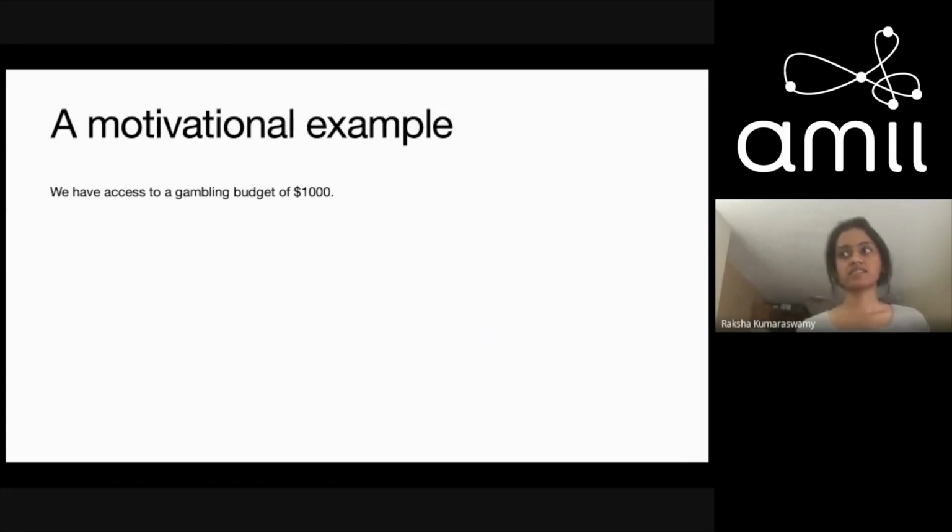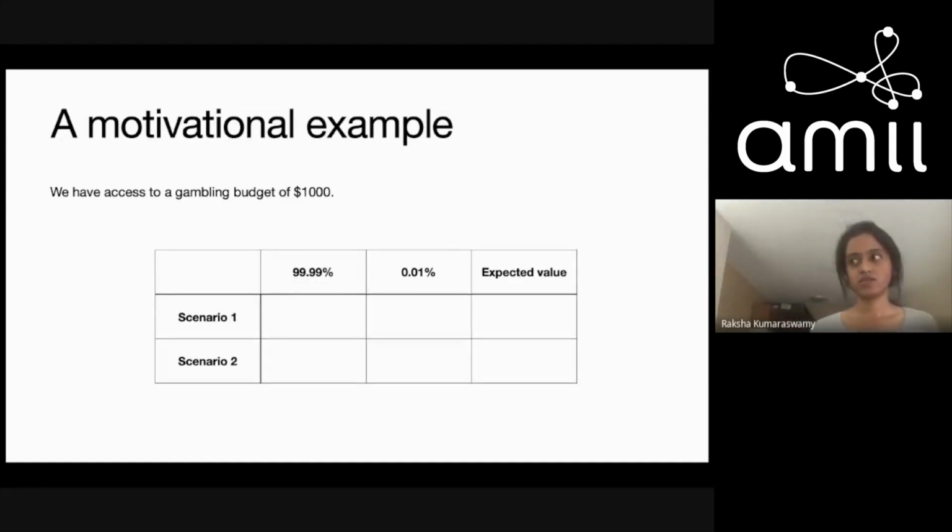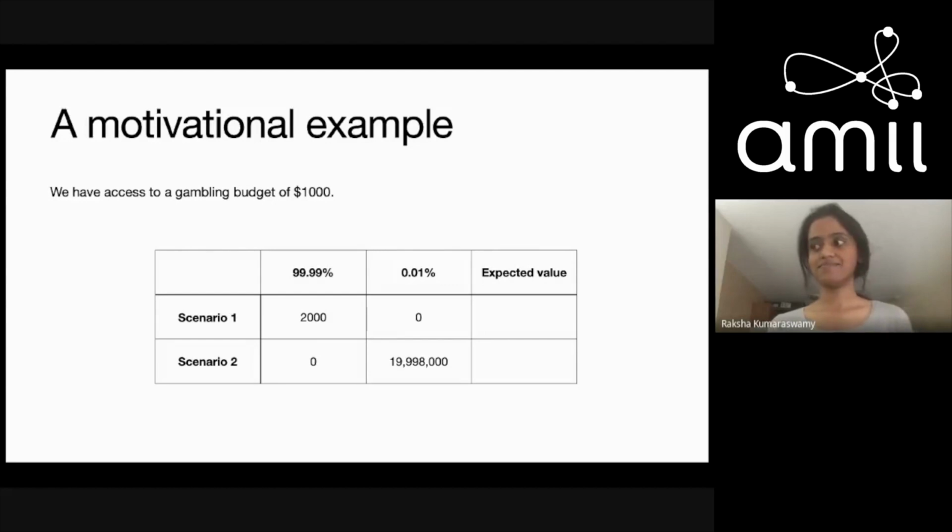So let's say we have access to a gambling budget of 1,000, going back to a game theory perspective. We have two scenarios where both of them have the same expected value over two outcomes. The first scenario has a 99.99% probability of getting 2,000 if you bet 1,000, and 0.01% probability of getting 0. Alternatively, the second scenario has a 99.99% probability of getting 0 and 0.01% probability of getting 998,000.